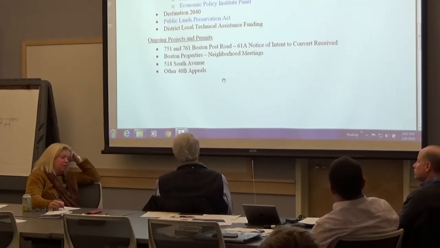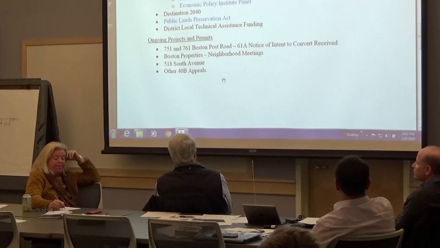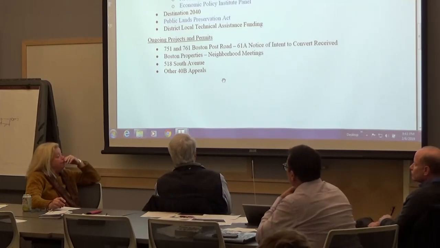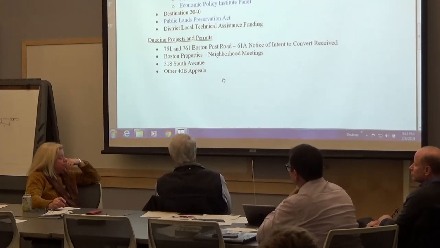Do you think they're open to building fewer? Who knows? Maybe with a combination of Boston Properties, 751, 761, and 518, we haven't seen it. You know, we'd not get them all to be smaller. Well, we need to get a comprehensive permit. Spread it around. Yeah, and a fair request.